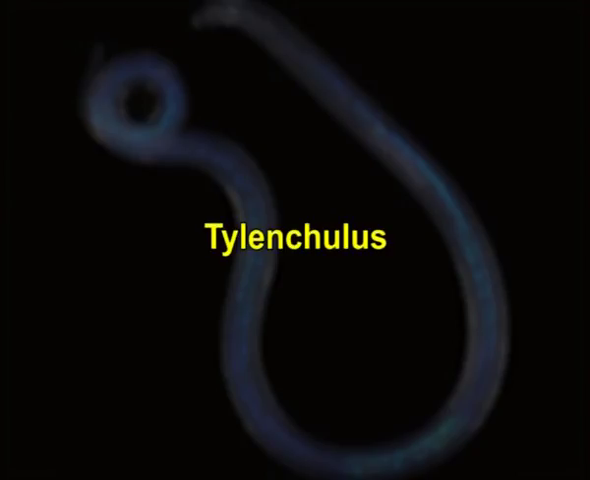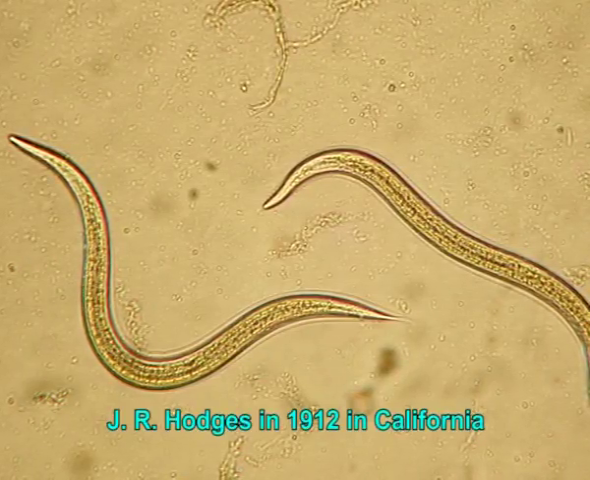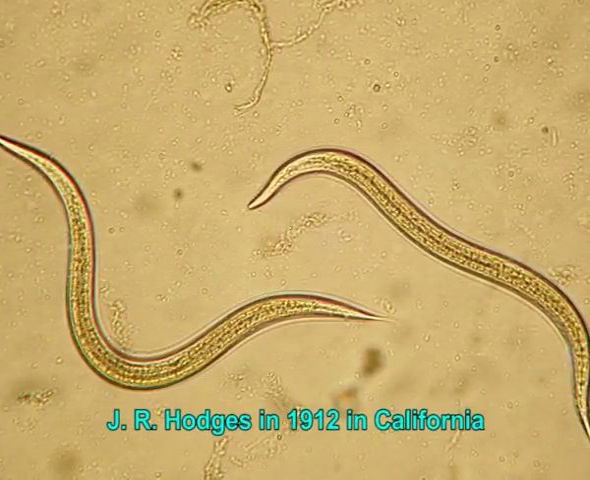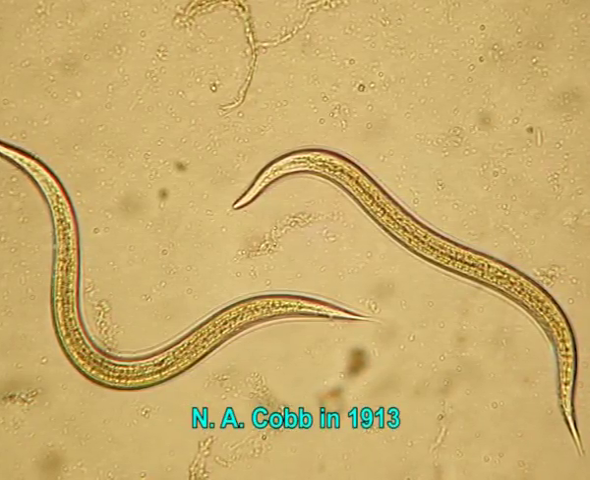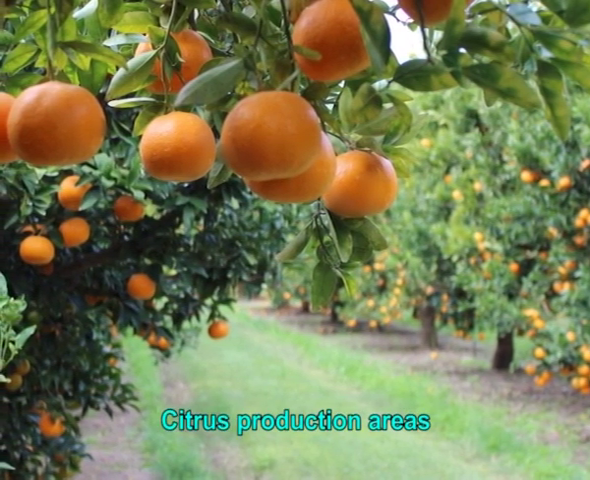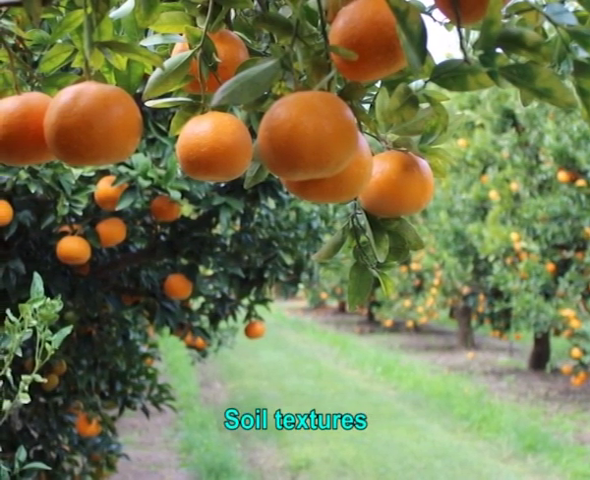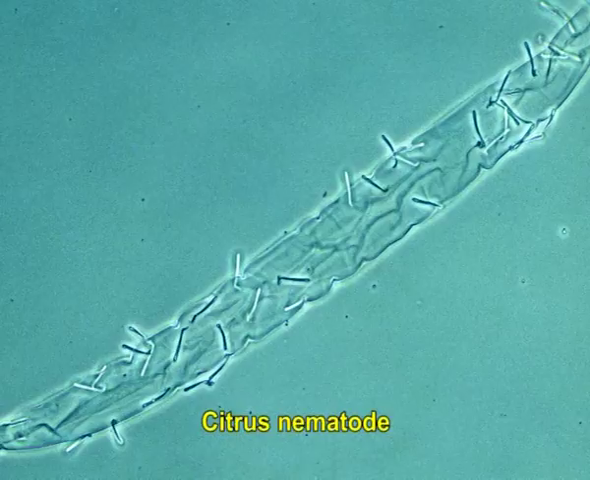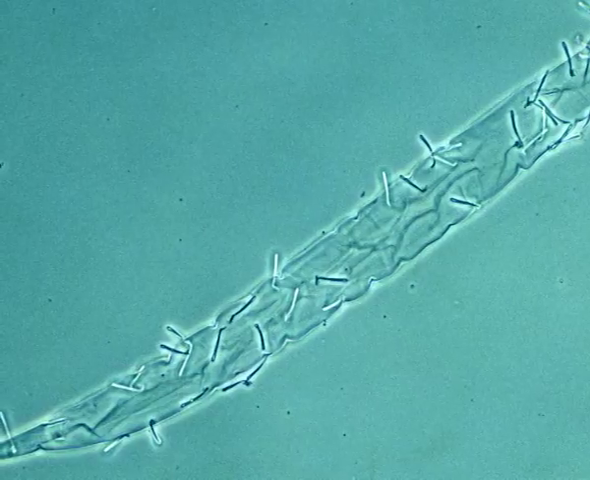Tylenchulus nematode. This genus of nematode was first reported by J.R. Hodges in the year 1912 in California and described by N.A. Cobb in the year 1913. It is found in most citrus production areas and diverse soil textures worldwide and causes marked loss in citrus. Therefore, it is commonly called the citrus nematode, or citrus root nematode. The host range of this genus is very narrow.